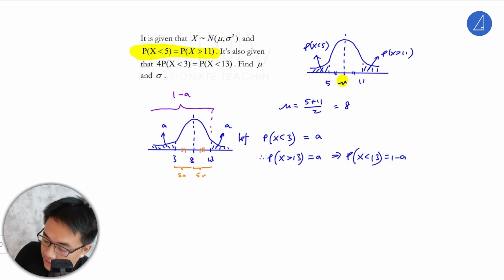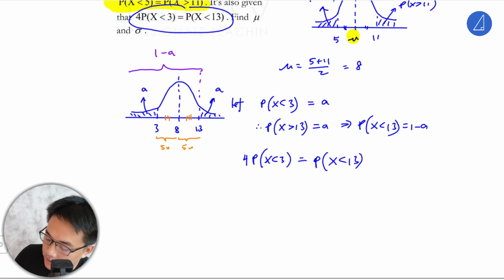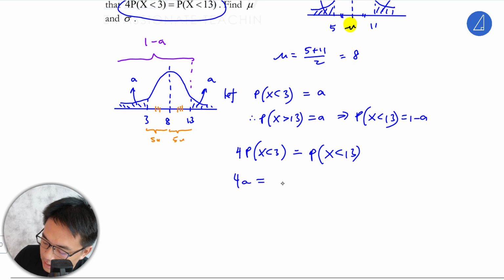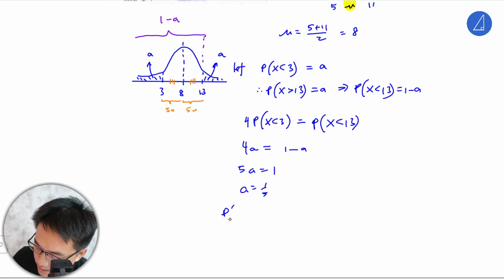So once you get that, what you can do is write down this equation: 4P(X less than 3) is equal to P(X less than 13). So P(X less than 3) is a, so 4a equals 1 minus a, 5a equals 1, a equals 1/5. Okay, so meaning to say P(X less than 3) is equal to 1/5.